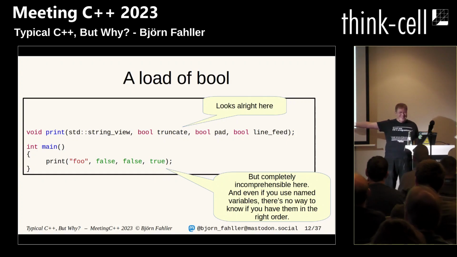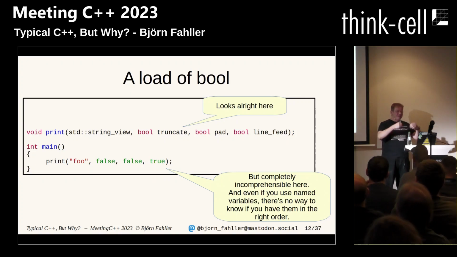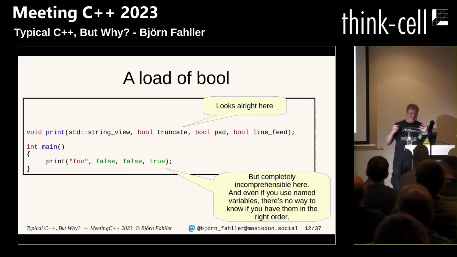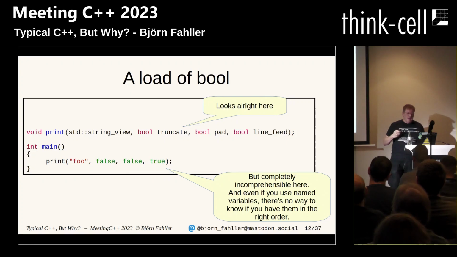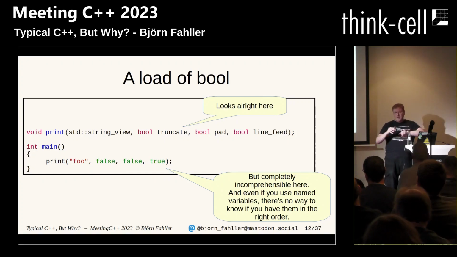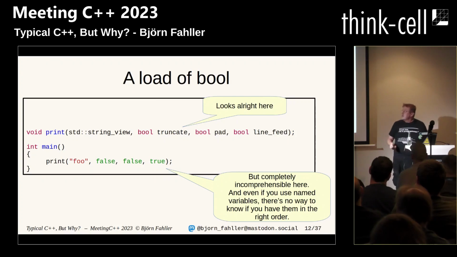I hate that line. It's absolutely horrible when you see a function call and it's just false, false, true. Like, what is this? It's not possible to read it and understand what is the intention. It does not give information. A technique that is used sometimes is that you create variables that say line feed equals true, and then you call it with line feed. But since they are all bools, if you accidentally reorder them, it will compile fine. It will look fine, but it doesn't make sense. So what can we do?